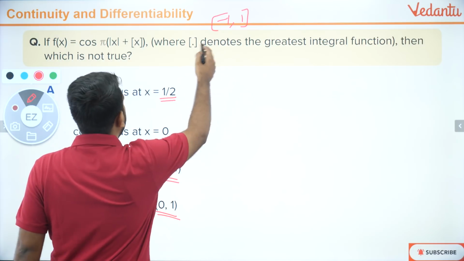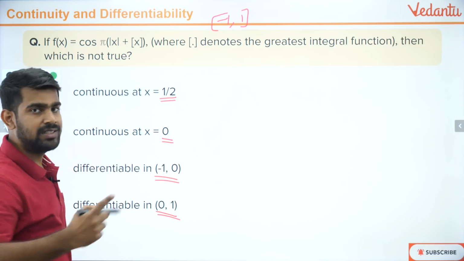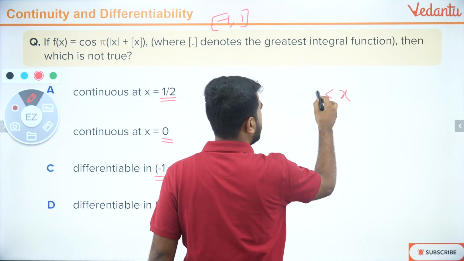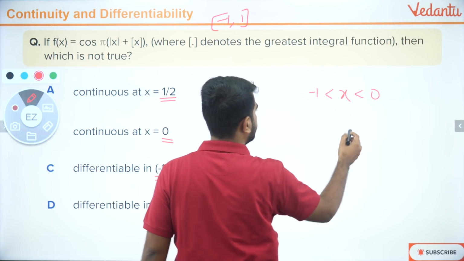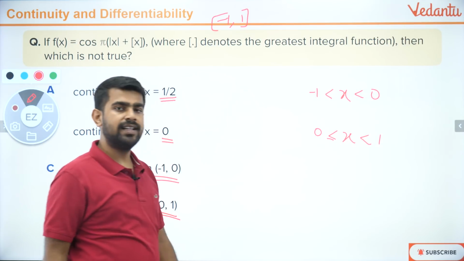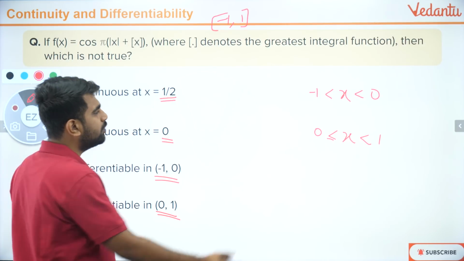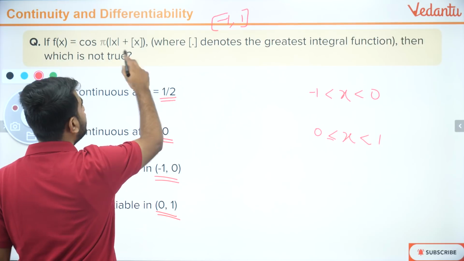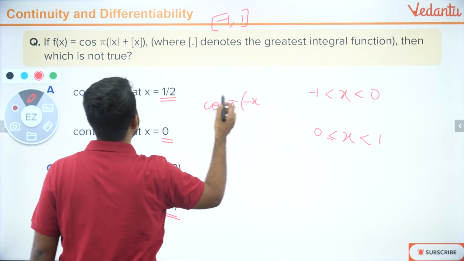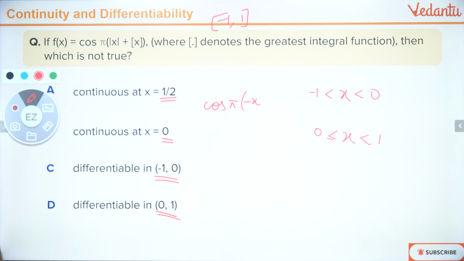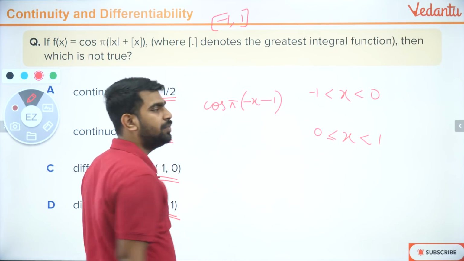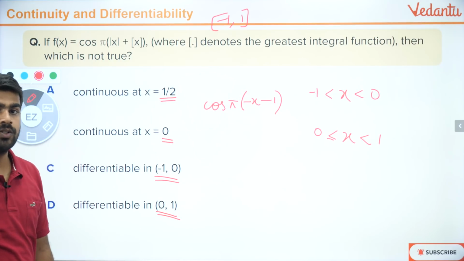Now, mod of x depends on whether x is positive or negative. So what I'll do is, I'll take one interval as x lying between minus 1 to 0 and the next interval as x lying between 0 to 1. Now here, let's see what happens. Between minus 1 to 0, my mod of x will be minus x. So it will be cos pi of minus x. And gif of x will be what? Gif of x will be minus 1, because gif of x in this interval will be negative 1. I'm sure all you guys know that.